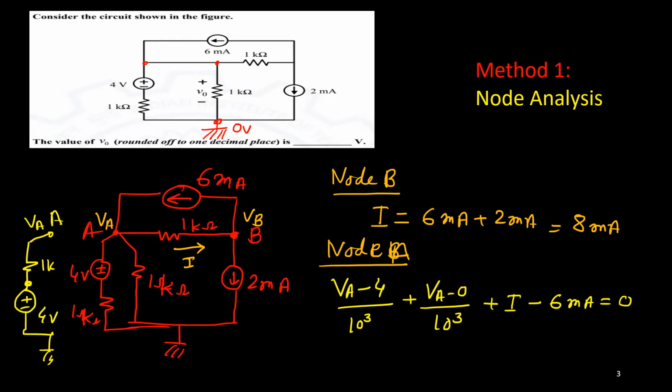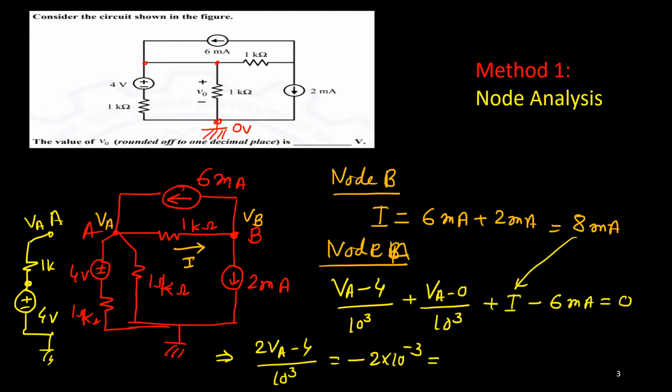So if we simplify this equation, what will you get? It is 2VA minus 4 upon 10 to the power 3, and you can replace this I by this 8 milliampere. So 8 minus 6 is 2 milliampere. That we can take to the right side, so minus 2 milliampere, 2 into 10 to the power 3 minus 3.